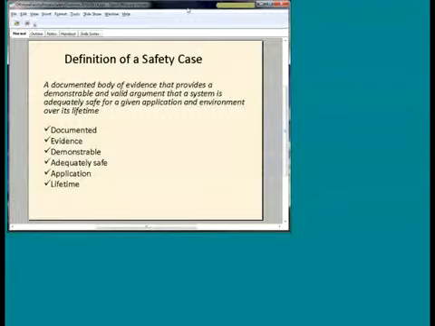It's documented. Everything you do has to be got into a safety case. That's why they tend to be so big. It's evidence. Essentially, you're making the evidence as if you're in a court of law. You're putting forward the evidence that you're safe.